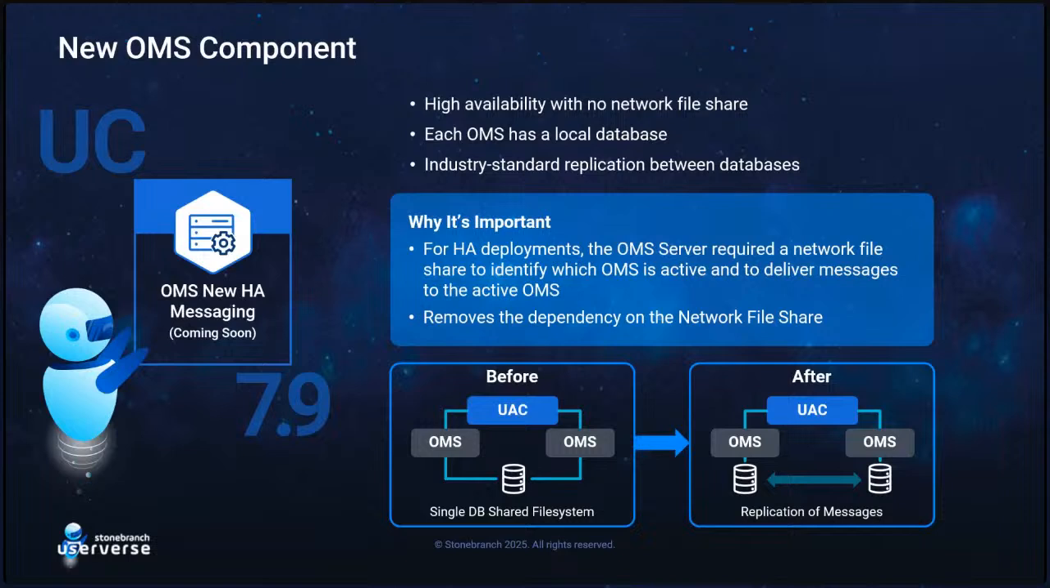So far, we've had a requirement that the message database resides on a network file share. So more than one OMS component can reach it, and it can identify which OMS is active, and therefore knows which one to send messages to. We've had many requests to remove that dependency on the network file share, as it was viewed as a potential single point of failure in the whole architecture.